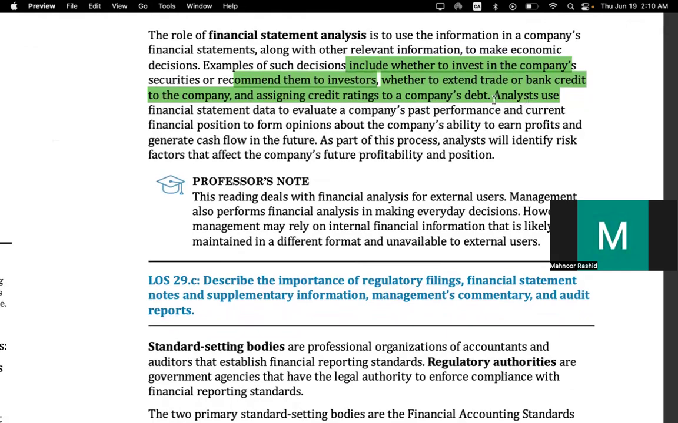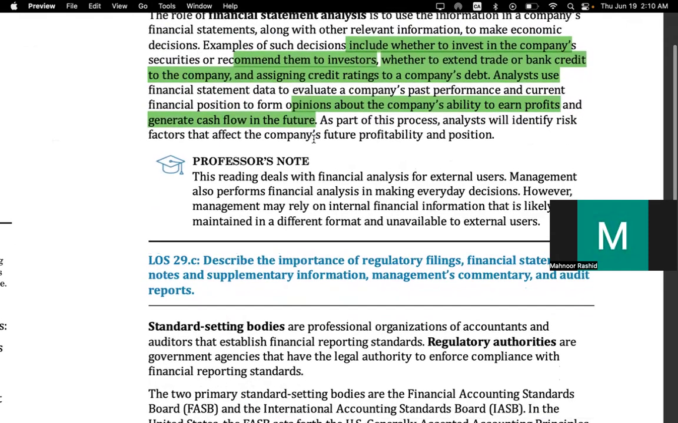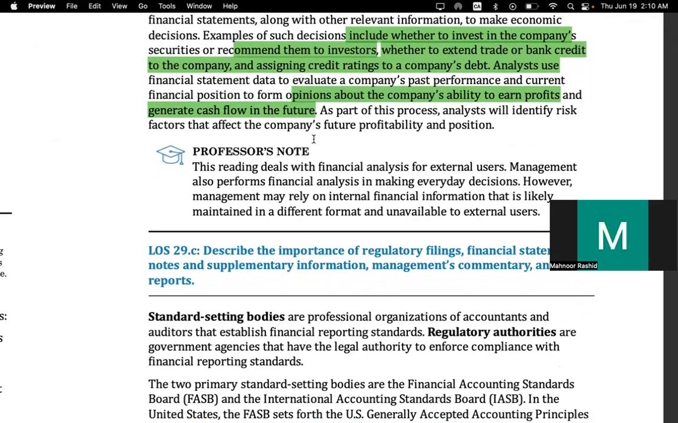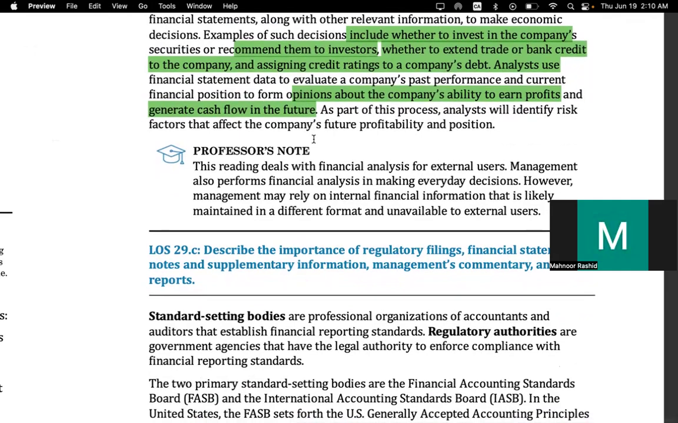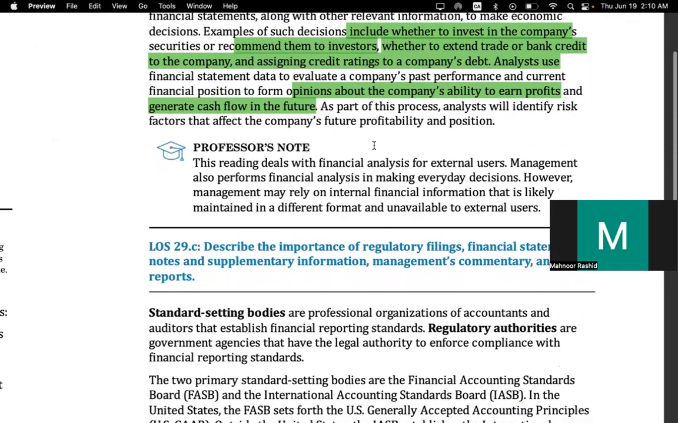Analysts use financial statement data to evaluate a company's past performance and current financial position to form opinions about the company's ability to earn profits. Is it going to be profitable in the future? And generate cash flow in the future. As part of this process, analysts will identify risk factors that affect the company's future profitability and position. So what are some risk factors that could potentially decrease profits or decrease cash flow in the future?